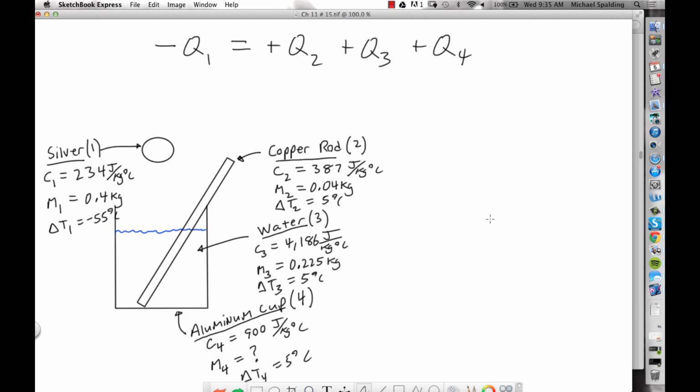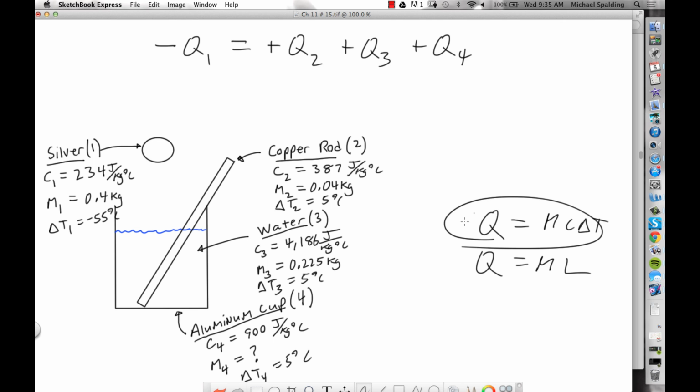Now, there are two equations for Q. We have Q equals MC delta T, and we have Q equals ML. Which one applies to this situation? The MC delta T. This one applies. When do you use Q equals ML? That's for a phase change. This problem has no phase change. Okay, so it's MC delta T.